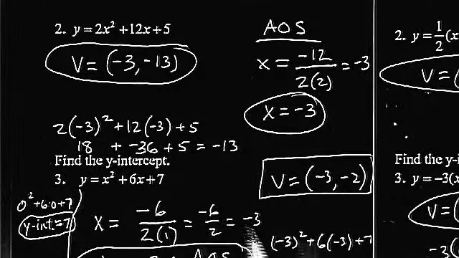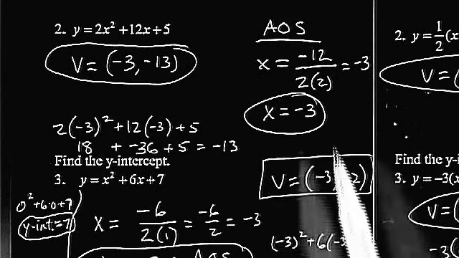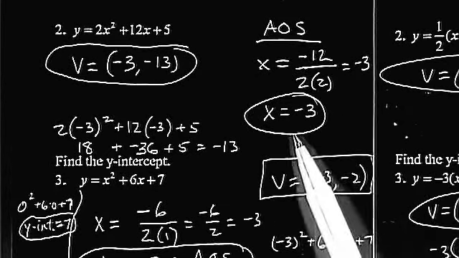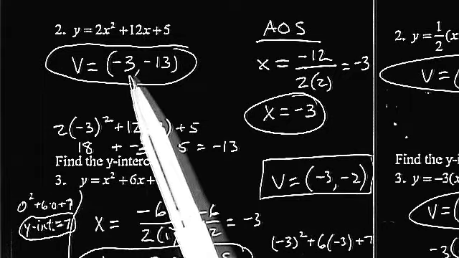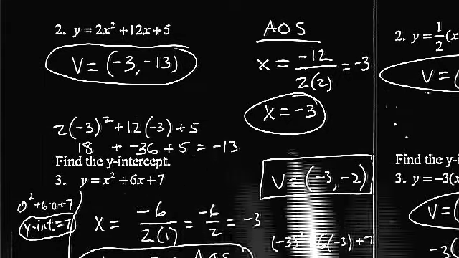Okay, I'm going to go through here and just show you some of the answers. So question 2, I did the exact same thing. I threw in the axis of symmetry right there, and then we used that to find the y value that went with it.